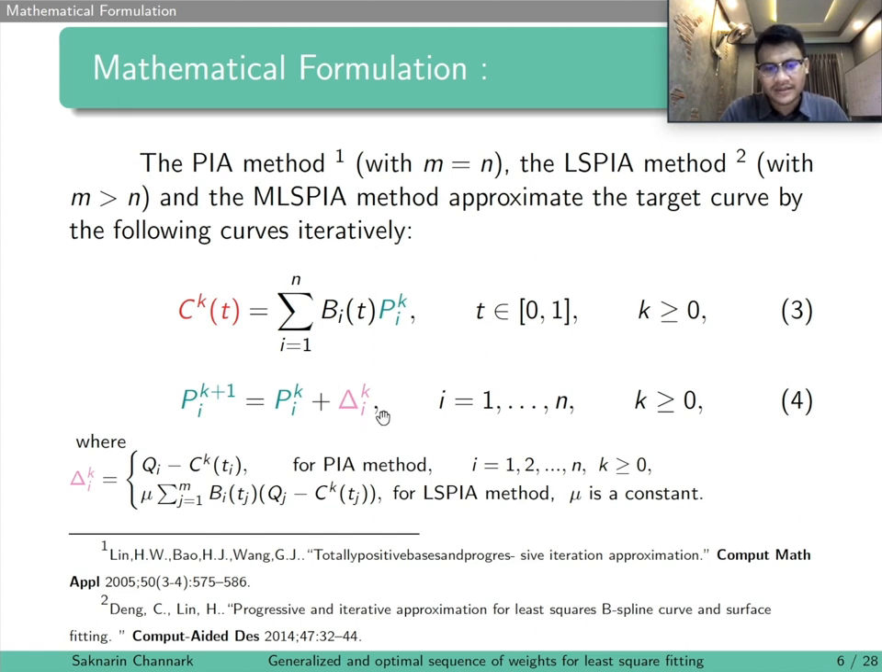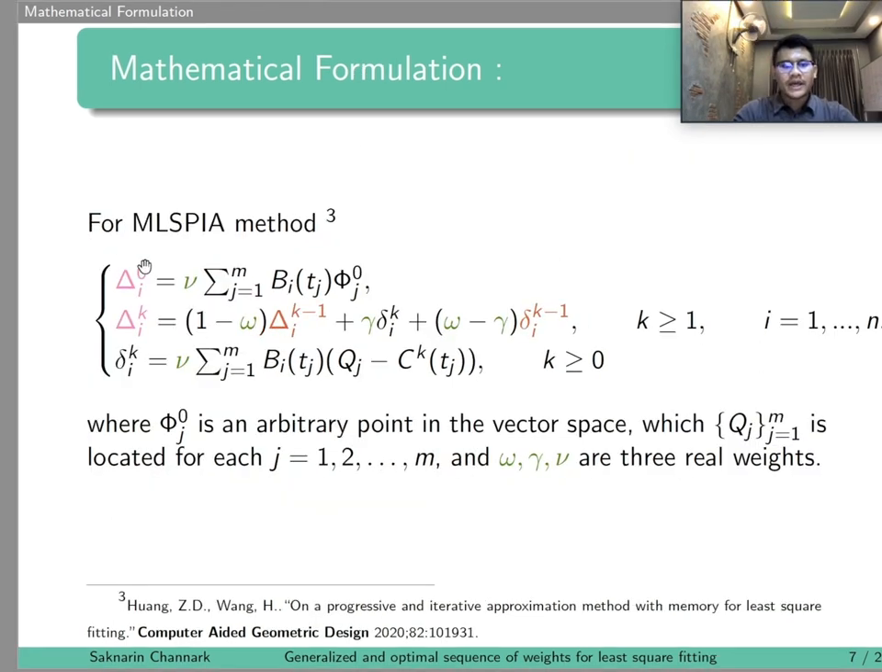That's the main thing, which is the pink term delta_i^k. From the PIA method, or progressive iterative approximation method, delta_i^k is computed from the first line, and the second line is delta_i^k of the LSPIA method. For the MLSPIA method, we can compute the new control points from delta_i^k using this equation. And why do we call it memory for least square fitting? Because we use delta_i^(k-1) from the previous curve.